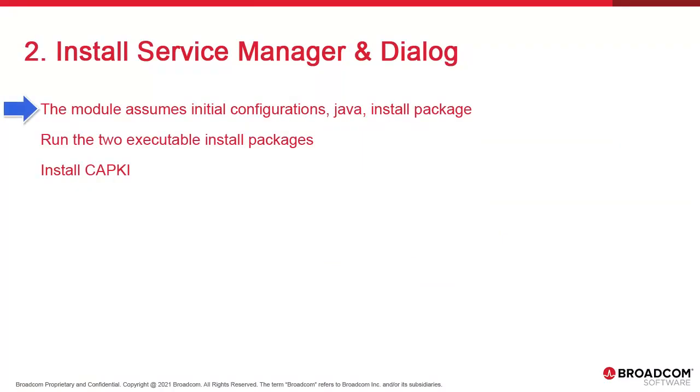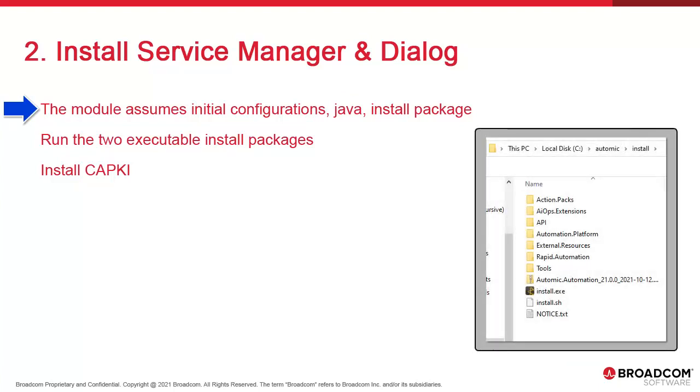We assume all initial configurations. We're creating a C:\Automic directory. We've configured Java and placed the install package in an install directory. It's been unzipped, and the file structure is exactly the same as on Unix. We install both the service manager and SM Dialog. Finally, we install CAPKI. This can be done before or after, it doesn't really matter. Just remember that if you install CAPKI after, you need to restart the manager for CAPKI to take effect.